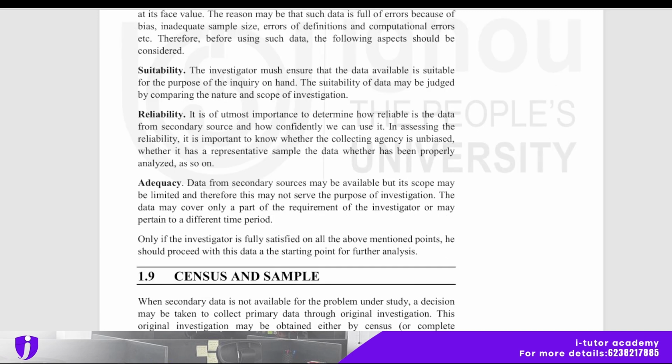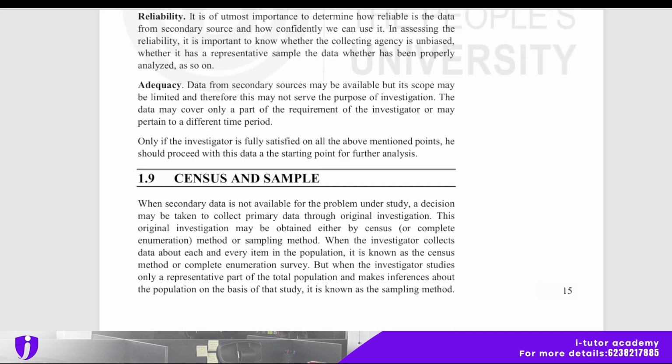And reliability. It is of utmost importance to determine how reliable is the data from secondary sources and how confidently we can use it. In assessing the reliability, it is important to know whether the collecting agency is unbiased, whether it has a representative sample, whether the data has been properly analyzed, and so on. And adequacy. Data from secondary sources may be available but its scope may be limited and therefore this may not serve the purpose of investigation.